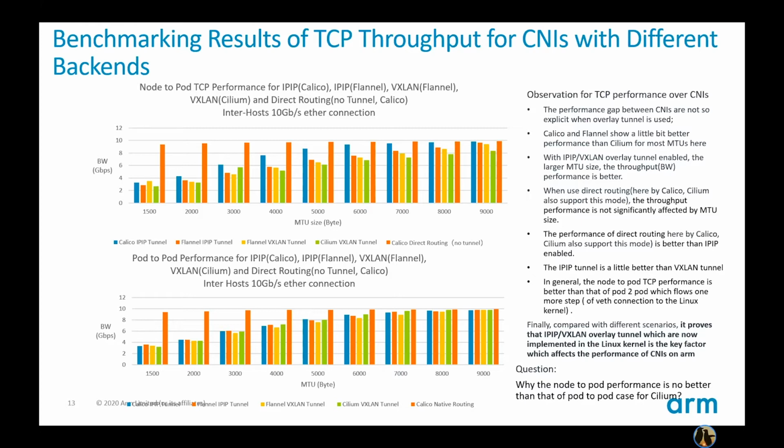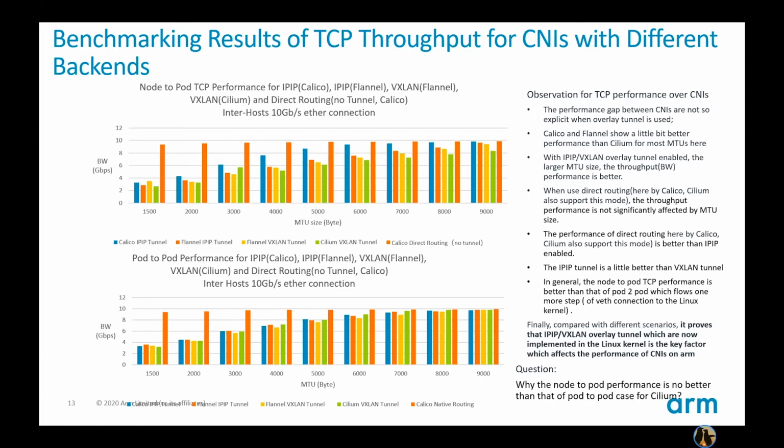We set different MTUs for the physical NIC and for the virtual interfaces that connect to the pod, and the virtual interfaces for the different bridges we used, so we match them. The MTU we used ranges from 1500 up to 9000, and you can check the steps by which we increase the MTU. Calico and Flannel show a little bit better performance than Cilium for most MTU sizes.